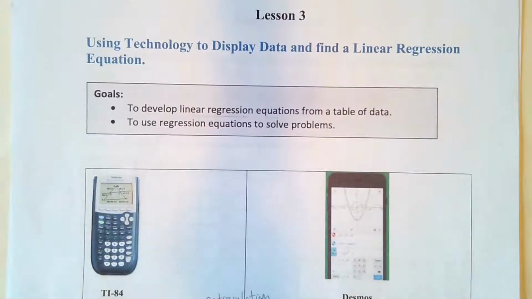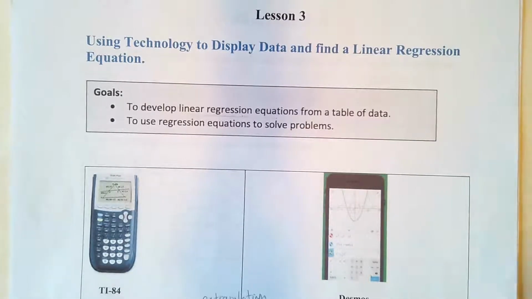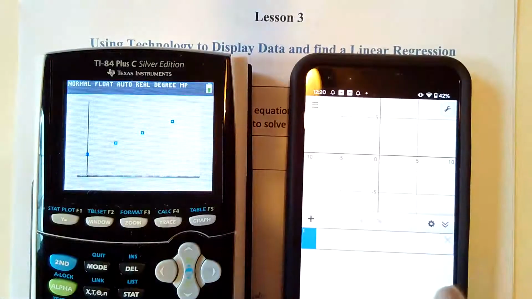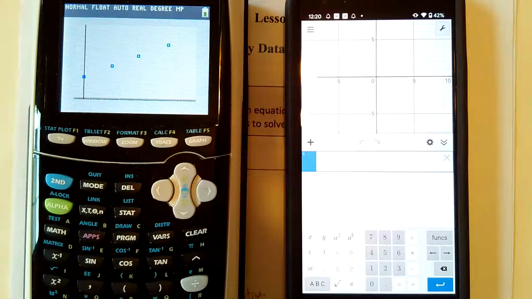Today's lesson, we are continuing using technology to display data and find a linear regression. Today's lesson, we'll be using both the graphing calculator and Desmos to create a scatter plot from a set of data. And then we'll derive the line of best fit. And from that, we will find the linear regression equation.